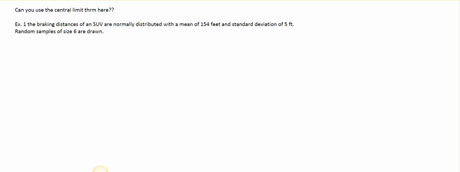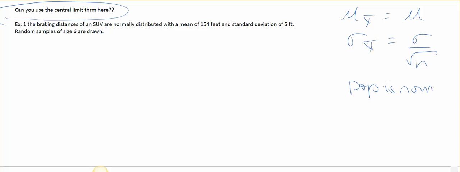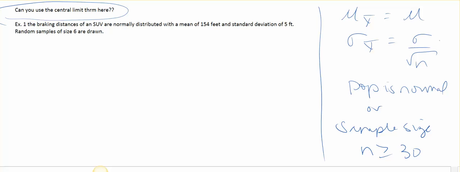Okay, the purpose of this video is to look at when you can use the central limit theorem. In a sense, the central limit theorem is giving us permission to let the mean of x bar be mu and the standard deviation of x bar be the standard deviation divided by the square root of n. This is true if the original population is normal or if the sample size is large, and large is defined to be greater than or equal to 30. So these are our guidelines.